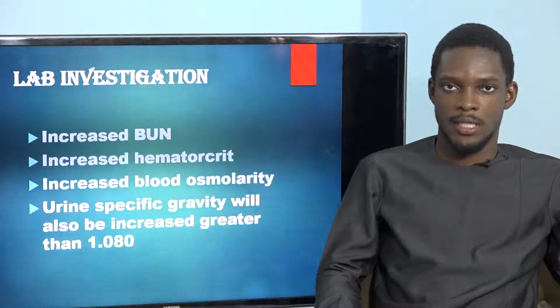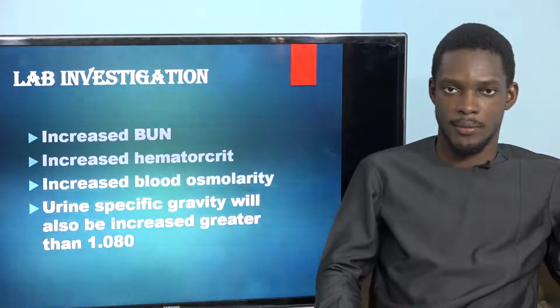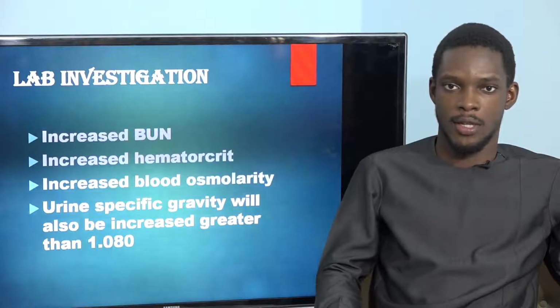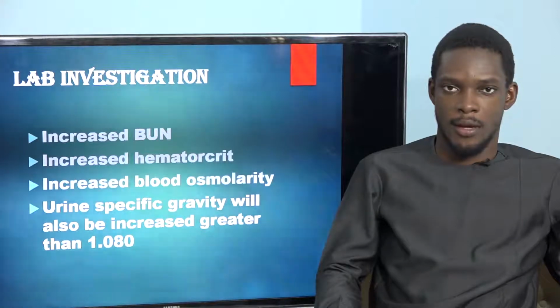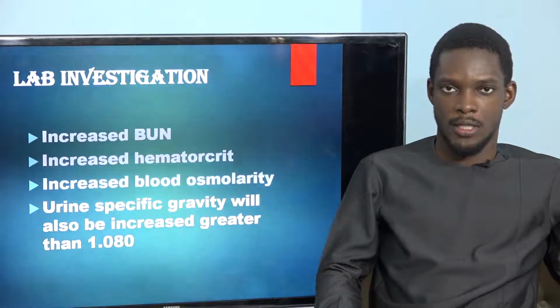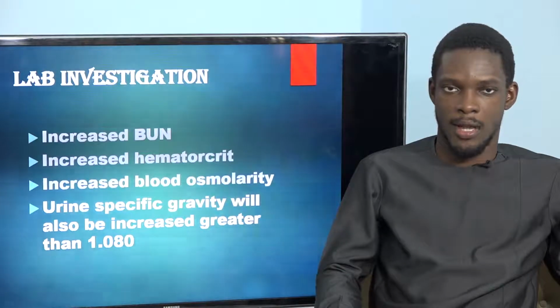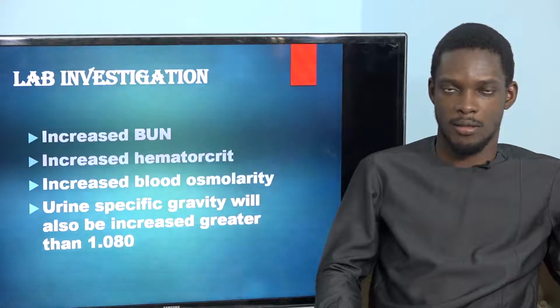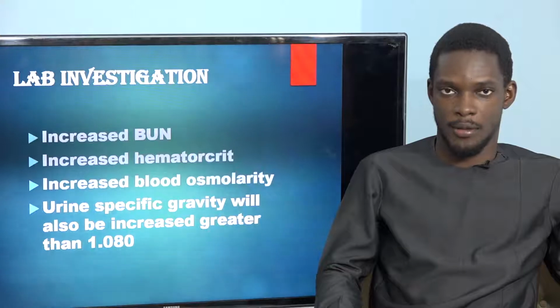Lab investigations will show an increased BUN, blood urea nitrogen, increased hematocrits, increased blood osmolarity, and increased urine specific gravity. As you all know, from the beginning of this lecture, we explained that hematocrits are about 45% of blood cells, 45% of blood within a normal human being.